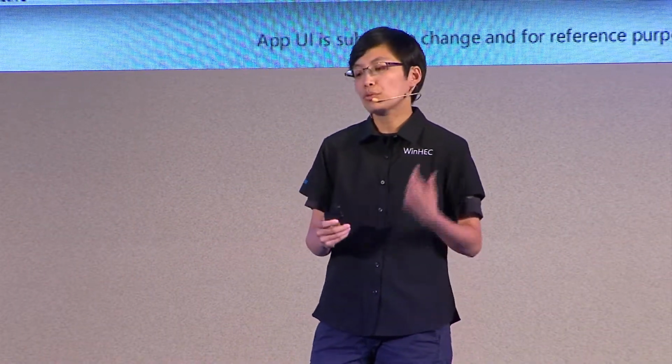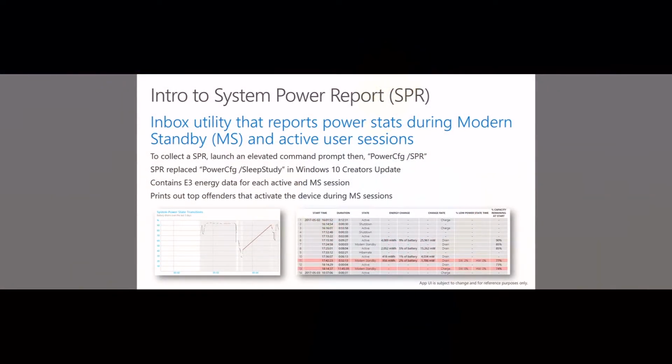So then let's switch gears and talk about power debugging tools. System Power Report is an inbox utility that reports power state during modern standby and active user sessions. To collect a System Power Report, launch an elevated command prompt, then run powercfg /spr. The SPR replaced the powercfg sleepstudy in the Windows 10 Creators Update.